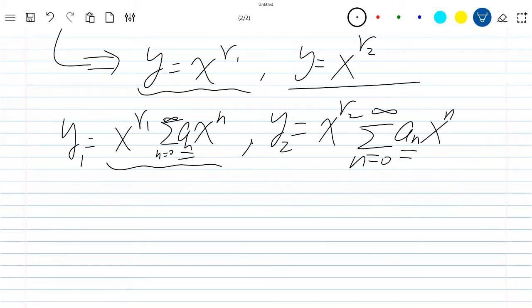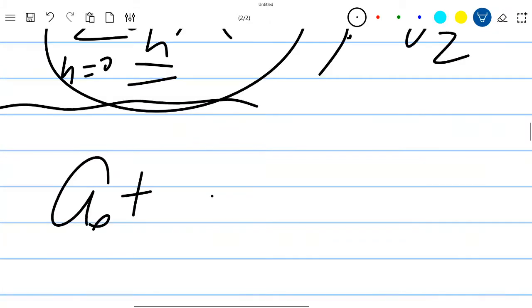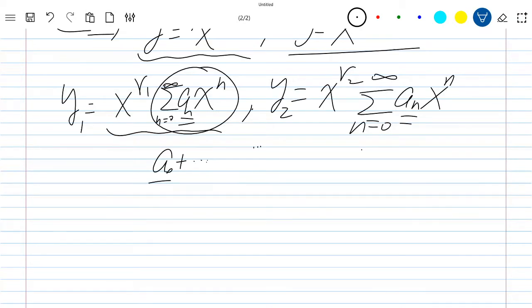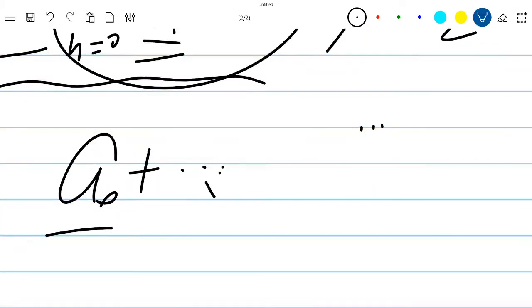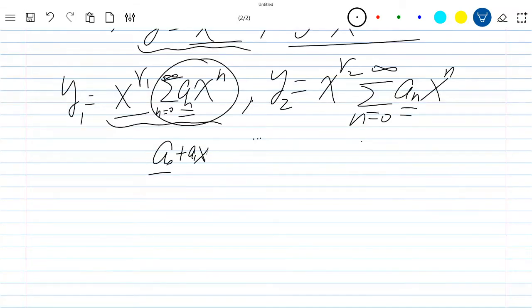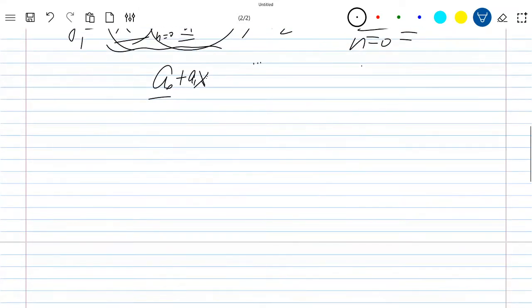So if this approximately is just a0, right? You can say when x is very small, this is essentially a number times x to the r1. So that's very similar to that. And the next term would be a correction to the original solution. All right, let's see how it works.